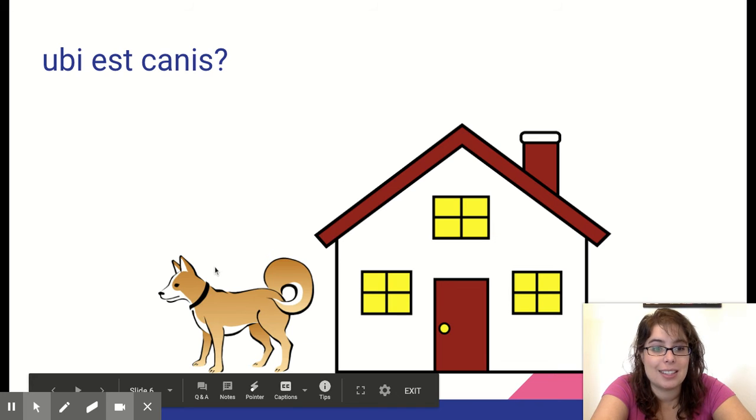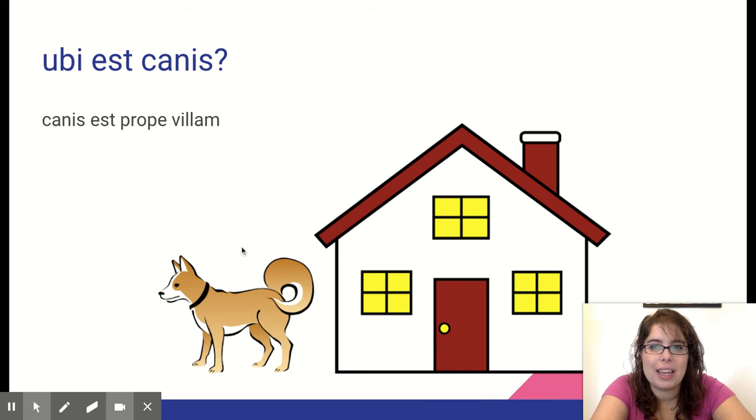So ubi est canis, the best preposition would be canis est prope villam. So prope meaning near, so the dog is near the house, and prope takes the accusative, so it's going to be villam with that M ending.